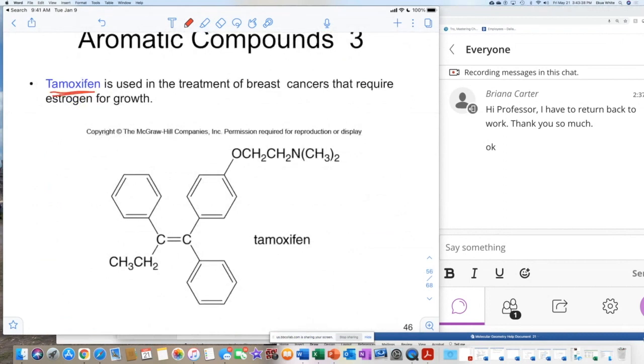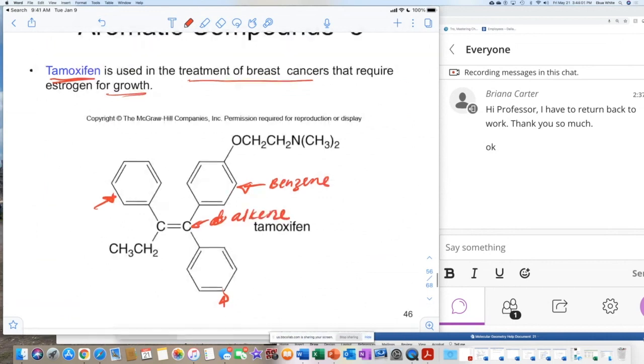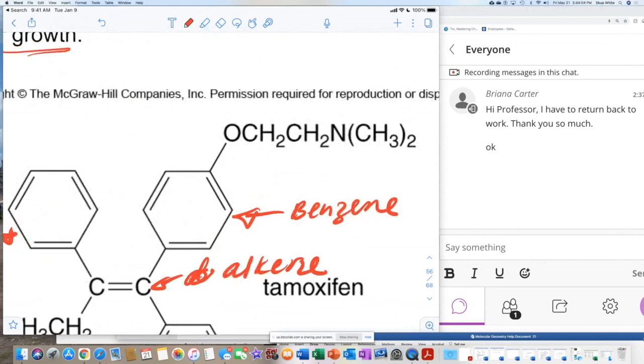Okay, so tamoxifen is a medication used for breast cancers that require estrogen for growth. Tamoxifen, you can see right here, has these 3 benzene groups. It also has a double bond, so this is called an alkene, right? It's got a lot of functional groups. Do you see how these medications have a lot of functional groups? There's a carbon here, an oxygen, and a carbon. This is an ether. There's a nitrogen here next to a carbon, but I don't see an oxygen nearby. So that will be an amine. Remember from yesterday?